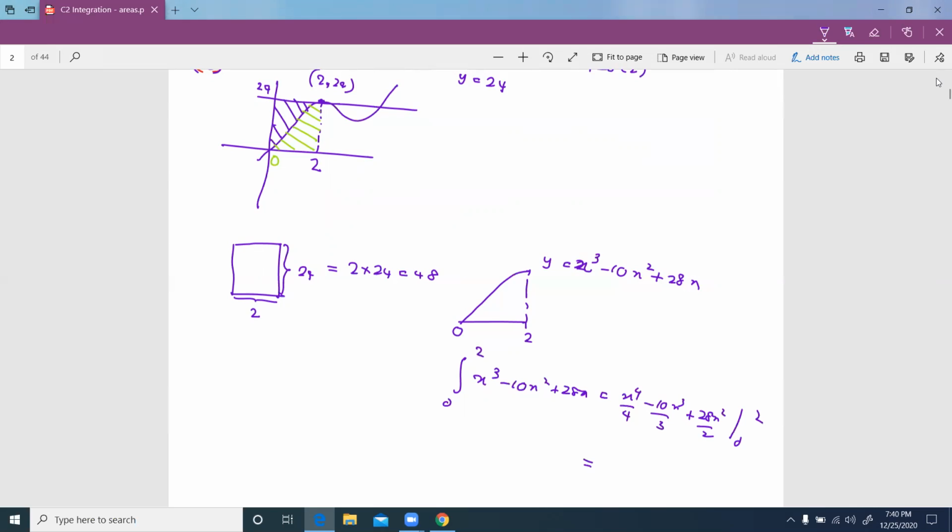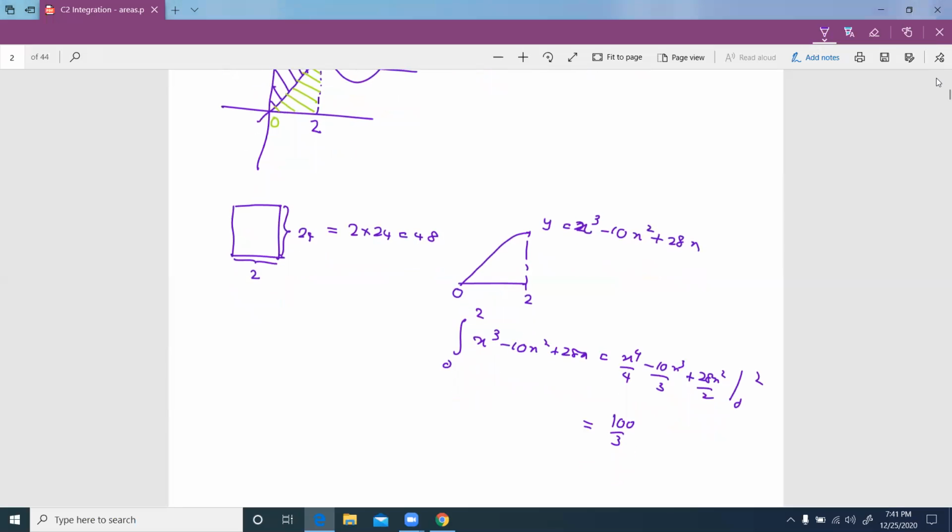Right. So you receive the answer as 100 over 3. Then if you need to find the area over here, the shaded region, what you can do is subtract this area under the curve from this rectangle. So you can say the area of the region R is 48 minus 100 over 3. So you can obtain the answer over here. So you receive the answer 44 over 3. That's the way of doing this question, right? Okay.